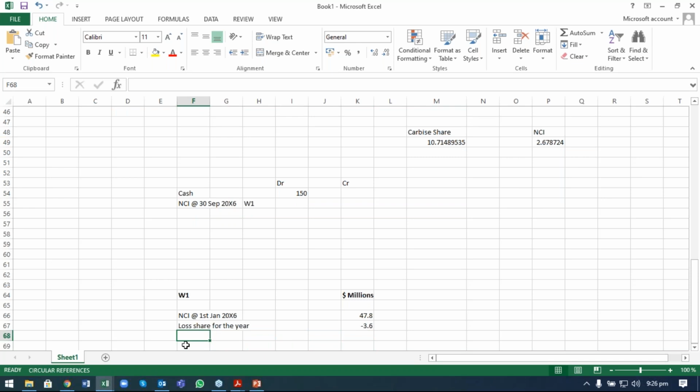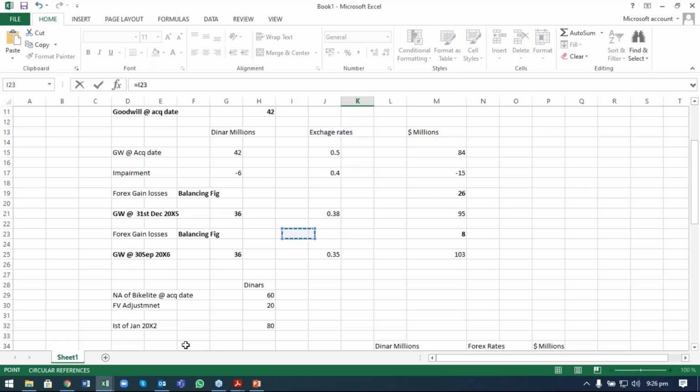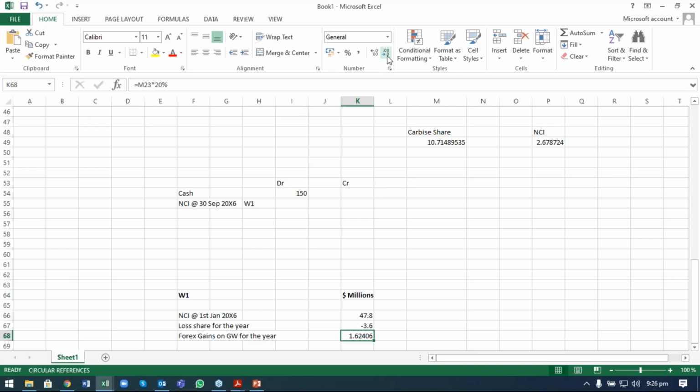Along with this loss share, you have forex gains during the nine months period to 30th September 20X6, forex gains on goodwill for the year. What was this foreign exchange gain or loss on goodwill? We have already calculated it in working one. This is the forex gain during the nine months period, 8 million multiplied by 20%, because it's the full goodwill method. So I'm going to assign these foreign exchange gains and losses arising on the goodwill calculation in this section.